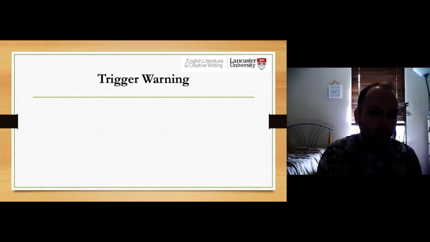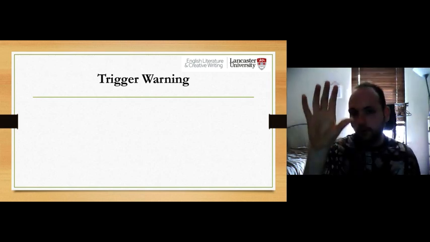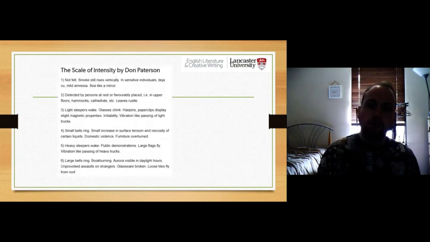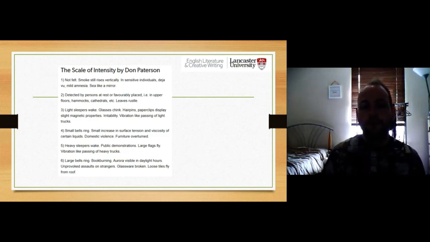There's a trigger warning for this poem for assault, sexual abuse, rape. I want to show you this poem though because this shows you exactly on a small scale, a micro scale, how a poem can achieve this tension building. This is called The Scale of Intensity by Don Paterson, so there you go, it's all in the title. I'm going to read this poem for you.